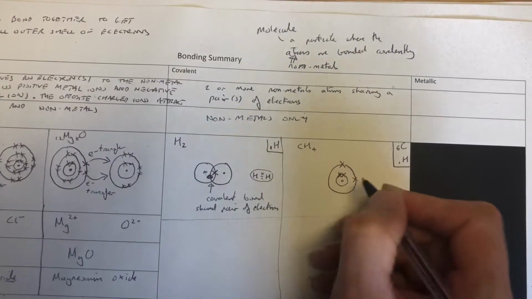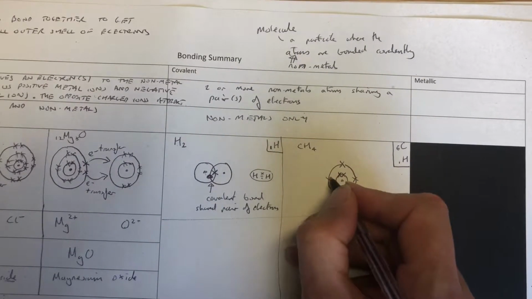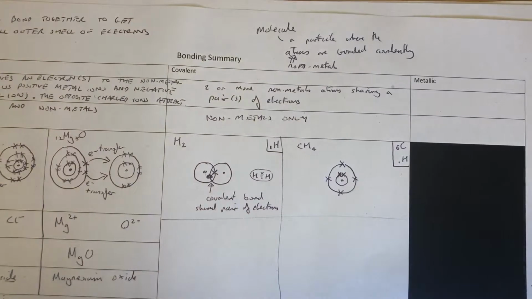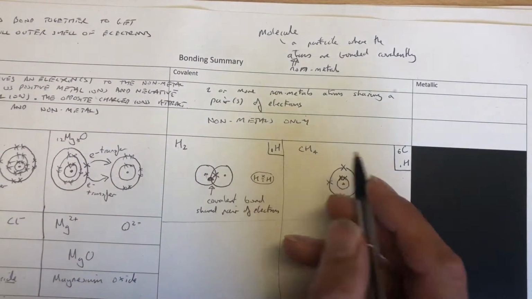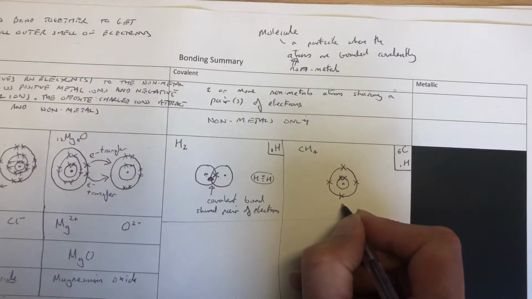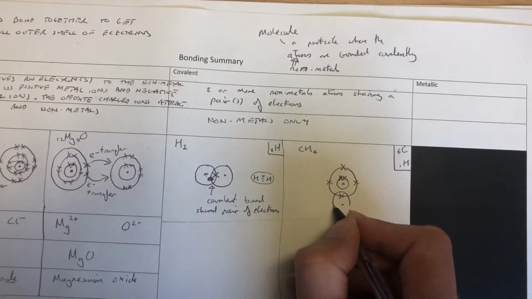1, 2, 3, 4. Well, this atom needs 4 electrons to fill its outer shell. So if it needs 4 electrons to fill its outer shell, it must form 4 covalent bonds. Okay, and a covalent bond is a shared pair of electrons. Now we've got 4 hydrogens, so we're going to need to draw a hydrogen around each of these electrons.